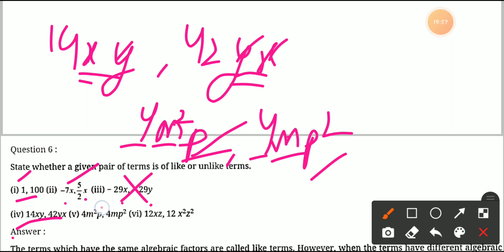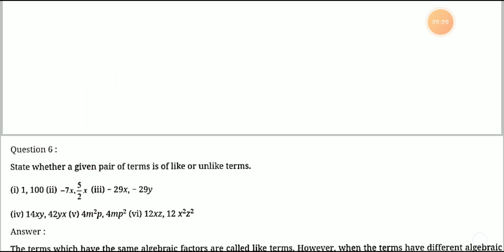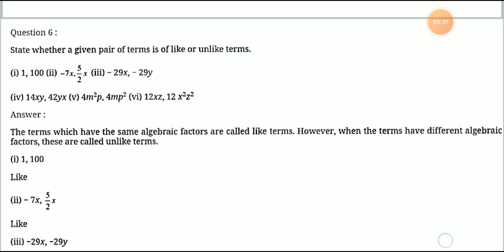So these are not like terms because they do not contain variables with the same exponents. Now see the last one, sixth part. 12xz and x square z. They both contain xz, but here the exponent is different, so they also are not like terms. Understand? See the answers.